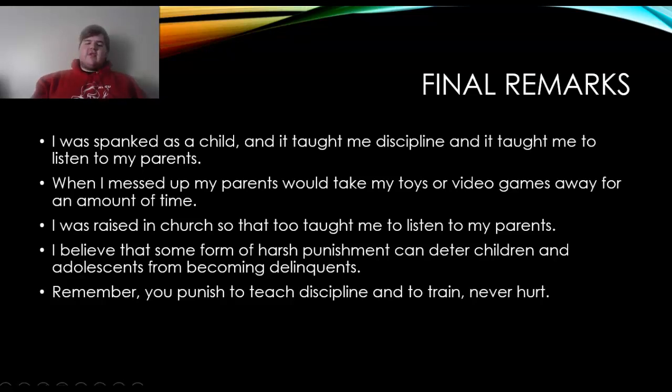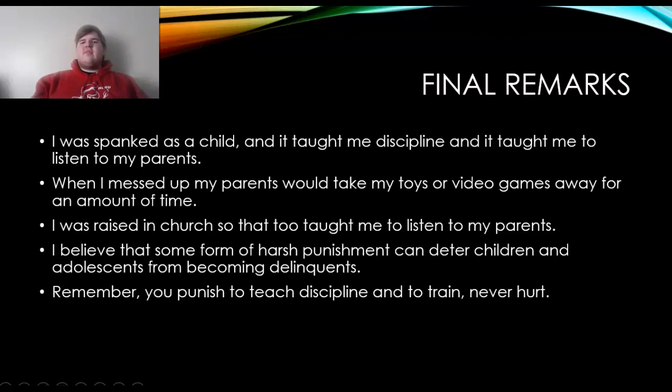With that being said, if you do not like spanking your child, that's fine. I do think you should have some form of harsh punishment that can deter your child or teenager, depending on their age, from becoming a delinquent. It can make them more respectful towards other people. It can teach them discipline.